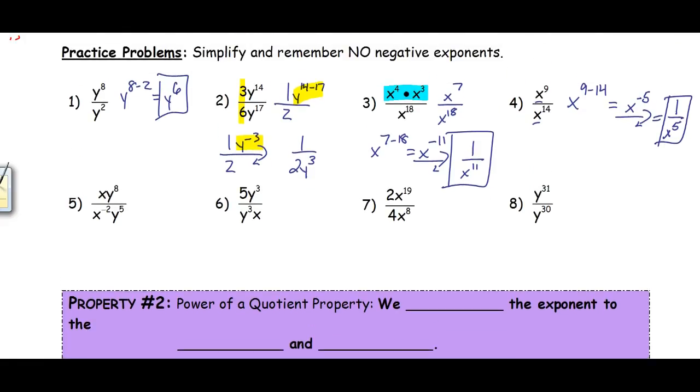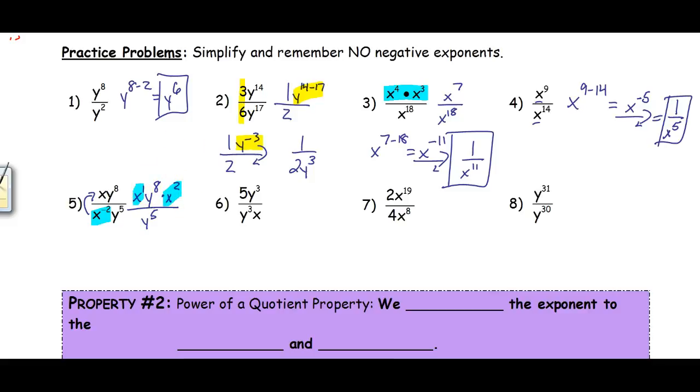All right, let's take a look at number five now. Number five is a little bit different. Let's move our negative exponent right away to the top. Remember, we do not want negative exponents, so you can switch levels to change it from a negative to a positive. So you have x y to the eighth times x to the second power over y to the fifth.